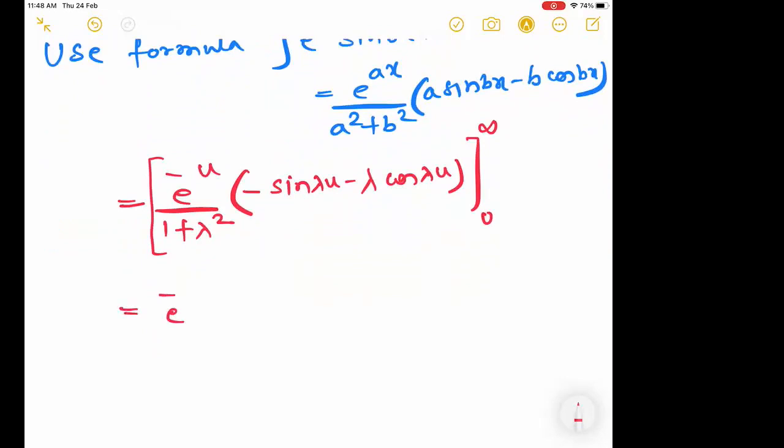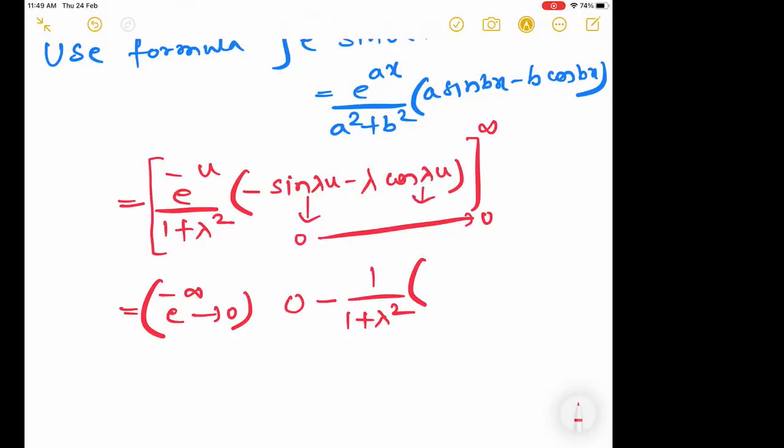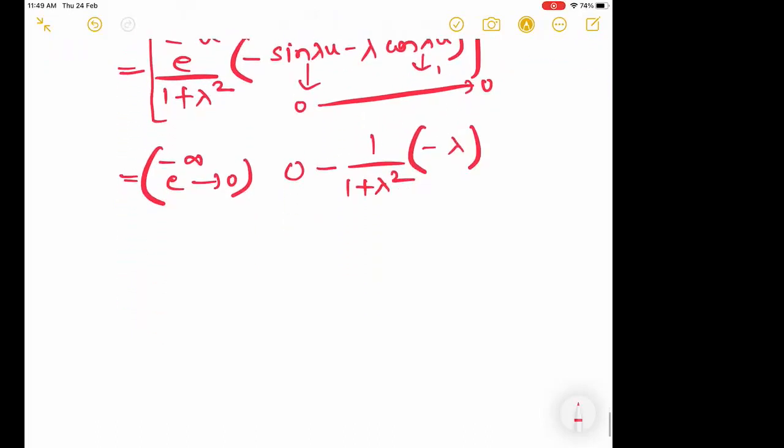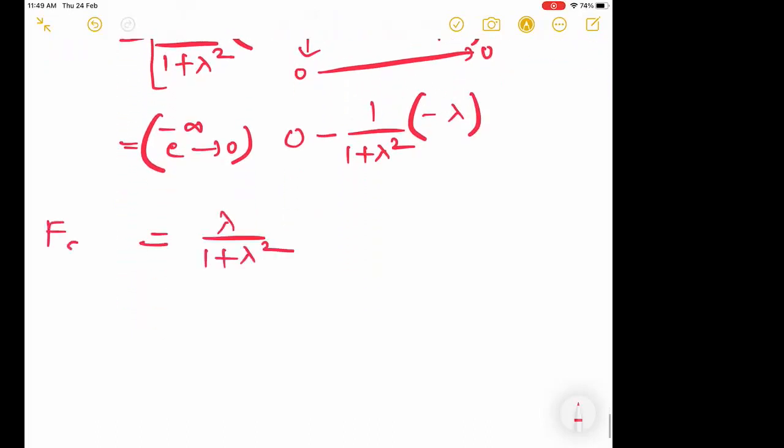So upper limit answer, e raised to minus infinity, is always tending to 0. So first answer is therefore 0 minus lower limit answer: e raised to 0 is 1 upon 1 plus lambda square. Sin 0 is 0 and cos 0 is 1. So only minus lambda is remaining. That means we'll be getting final answer as lambda upon 1 plus lambda square, which is fs lambda. I hope all of you can understand just by referring to the formula and putting the limits.